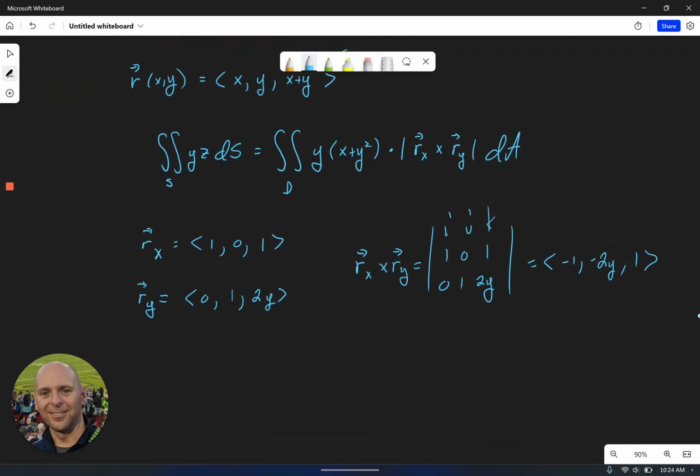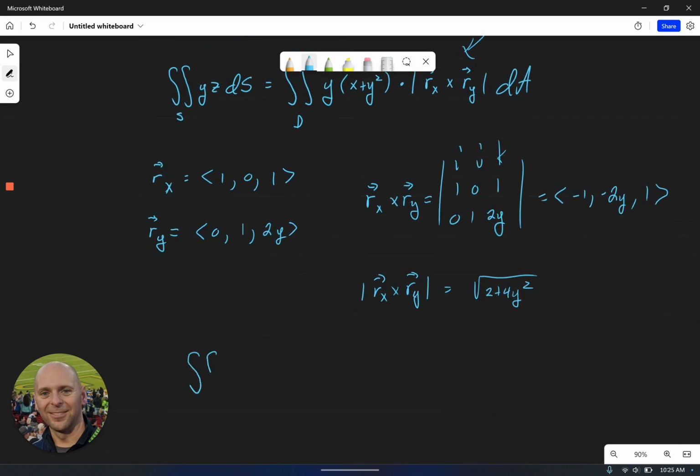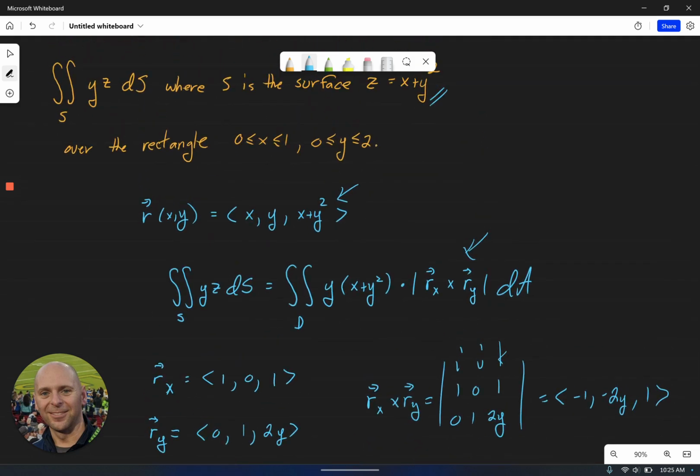Now we need the magnitude of that cross product, and that looks really familiar. This turns into the square root of 2 plus 4y squared. So now we can plug that in up above. I get the double integral of xy plus y cubed, just doing our distribution, times the square root of 2 plus 4y squared. Again, I'll do it as dy dx, where y goes from 0 to 2 and x goes from 0 to 1, from our bounds up above.